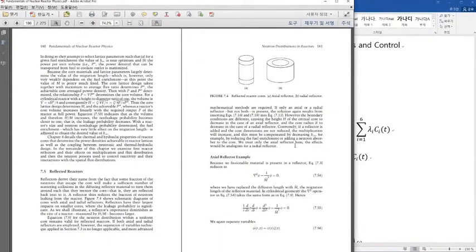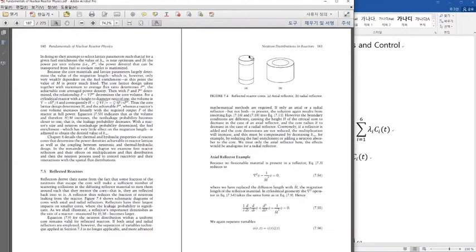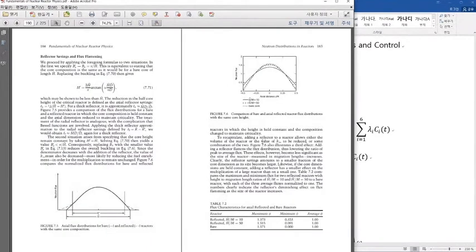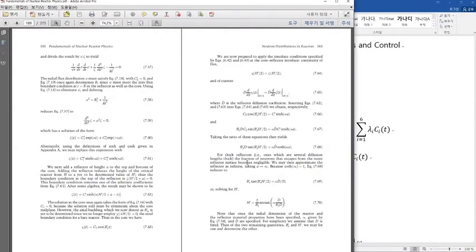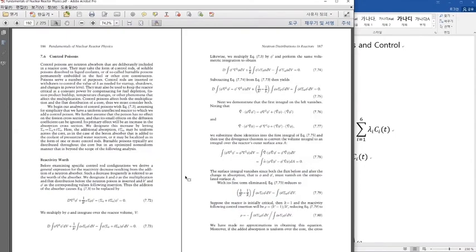And also we finished with the reflected reactors. So by placing the reflector here, then we may have some dependency. We may find the solution for this. And then we also talked about the reflector savings. And now we arrive at section 7.6, which is about control poisons.